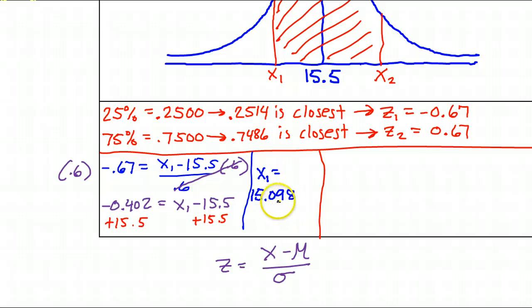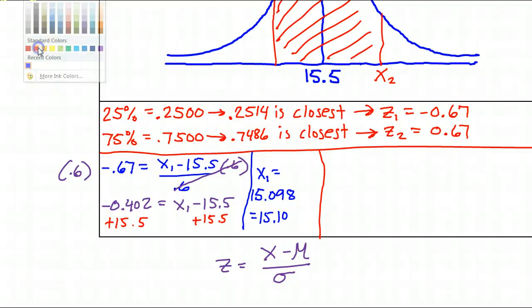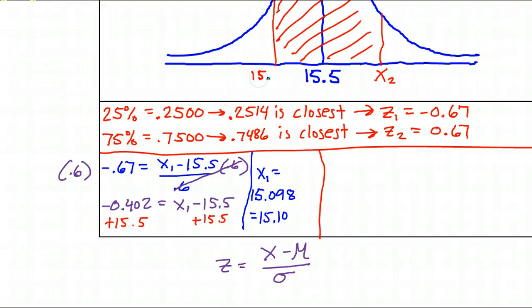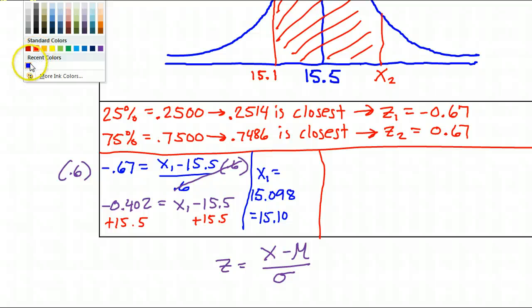If I round it to 2 decimal places, this would be 15.10, or 15.1. So that's the number we would probably use. So x1 is 15.1. I think I'll stick to red. So 15.1 is the lower next size. Let's do the same technology on x2.